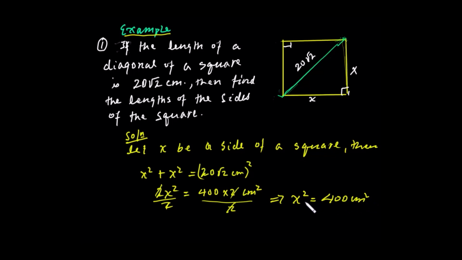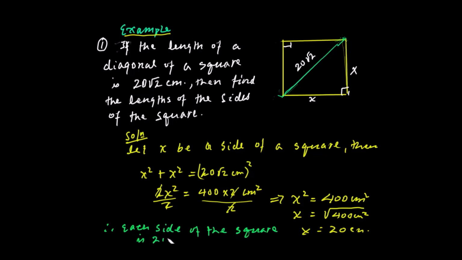So take the square root of both sides. The positive square root of x squared is x, equal to the square root of 400 centimeters squared. So x is equal to 20 centimeters. In the conclusion, what do you write? Therefore, each side of the square is 20 centimeters. So we finish the first example here.